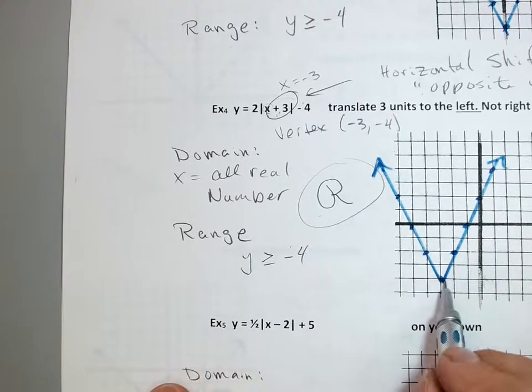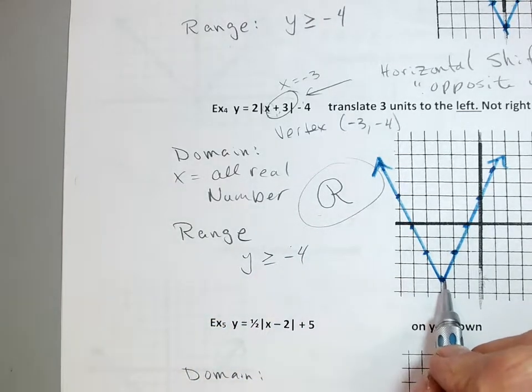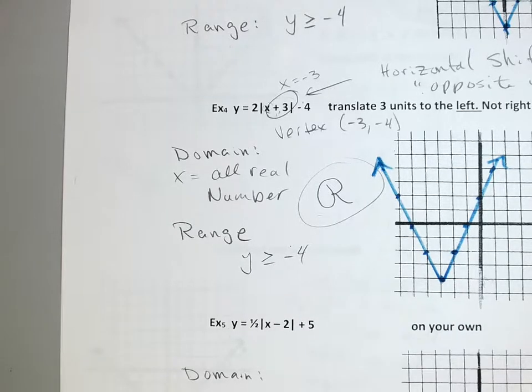Range. -4, perfect. We started at height of -4, right? The lowest value, the lowest y value is -4, and then it goes up. Thumbs up? Okay, good. Range of domain's getting easier, right? Okay.